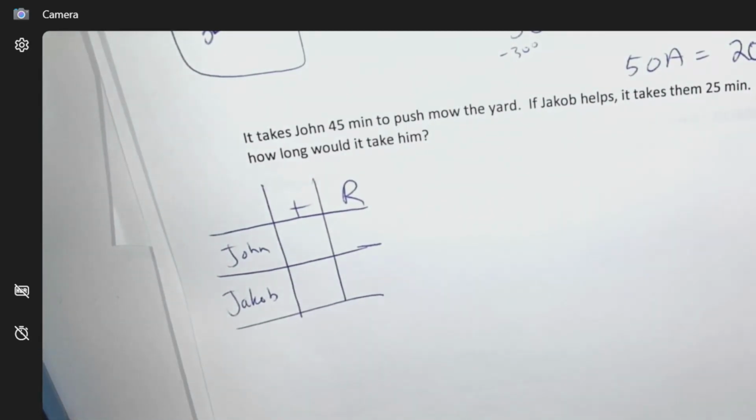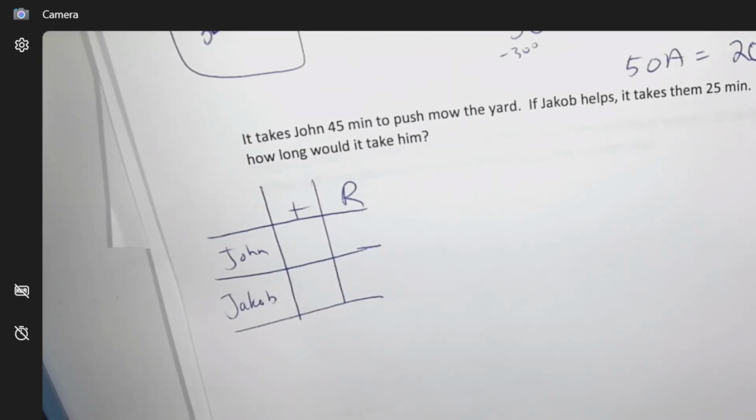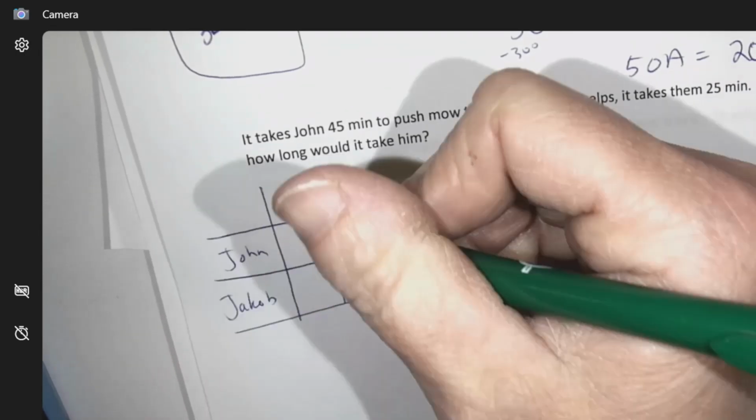Okay, this one is a time rate question. So we have Jacob and John and Jacob and time and rate. Okay, so as I read, it takes John 45 minutes to push mow the yard. So for John, is that the time of working or is that the rate to do a whole job? That's our rate.